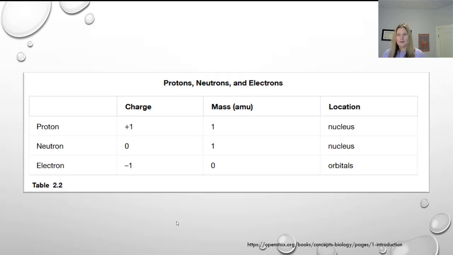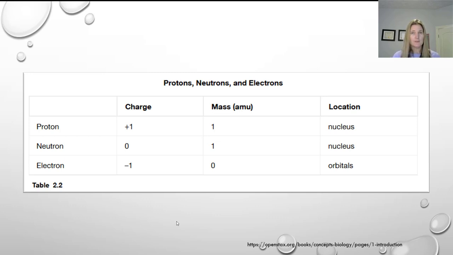So this table, actually, I think I got it from a different textbook. I think I got it from the Openstax Biology 2E textbook, but I liked the table, so I'm moving it into our discussion here. So this one kind of gives you an idea of where everything's located and the charges and the mass of each type in a nice, easy chart to interpret.